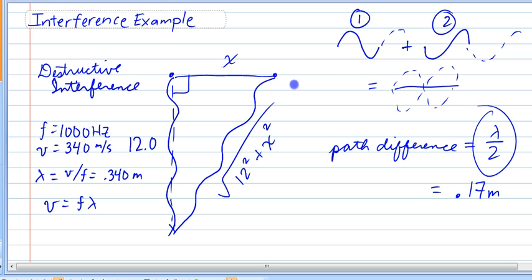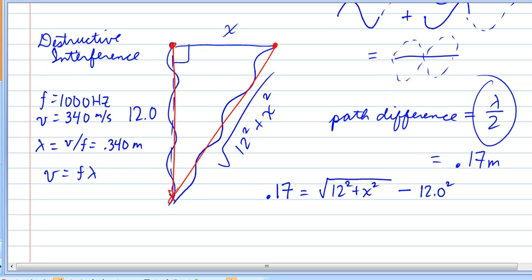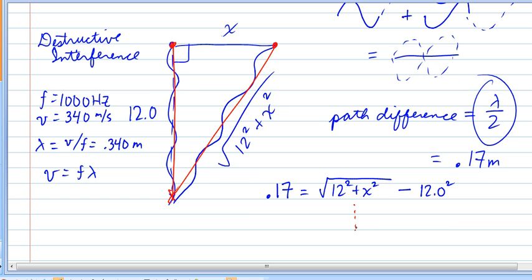Oops, I'm sorry. We don't want the hypotenuse to be 0.17. We want the difference between the hypotenuse and the leg to be exactly 0.17. So in other words, the wave that starts over here on the right and goes to the person standing here must be half a wavelength off of the wave that comes from the left. Now this just becomes a simple algebra problem, and you get something like this.